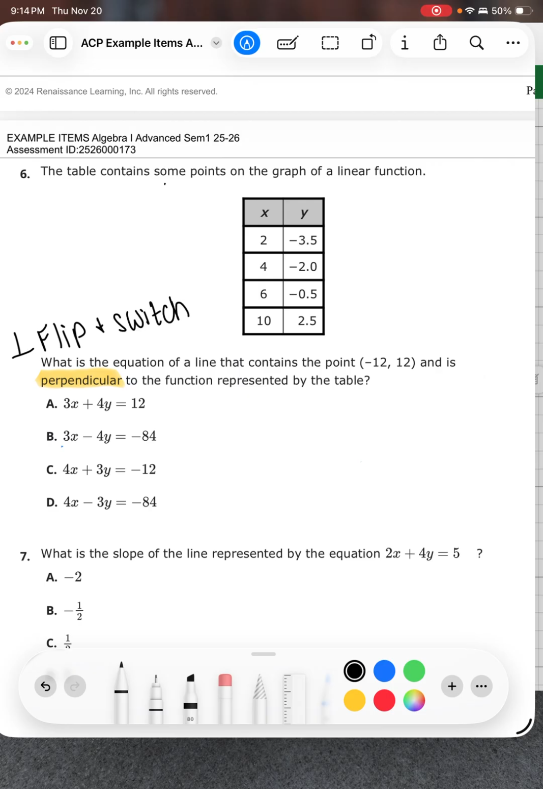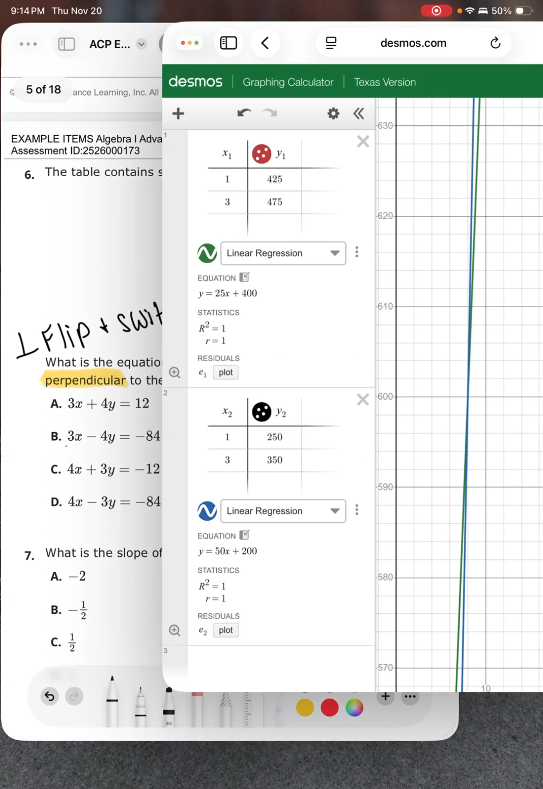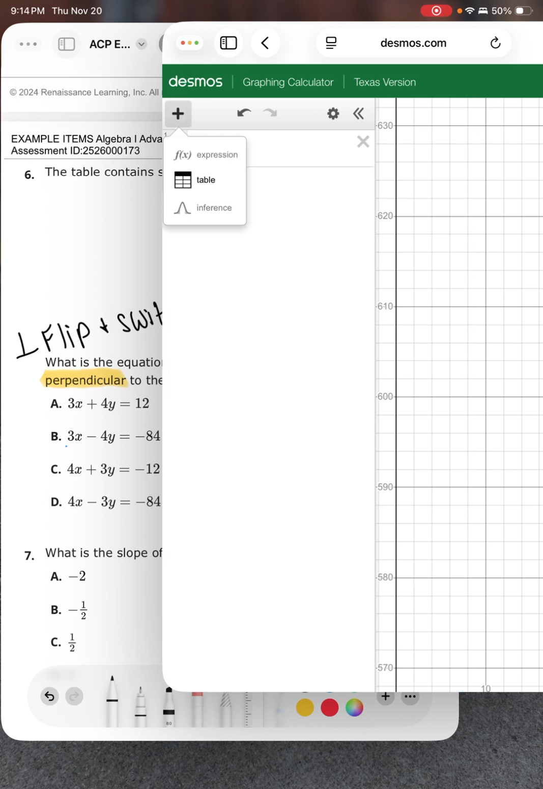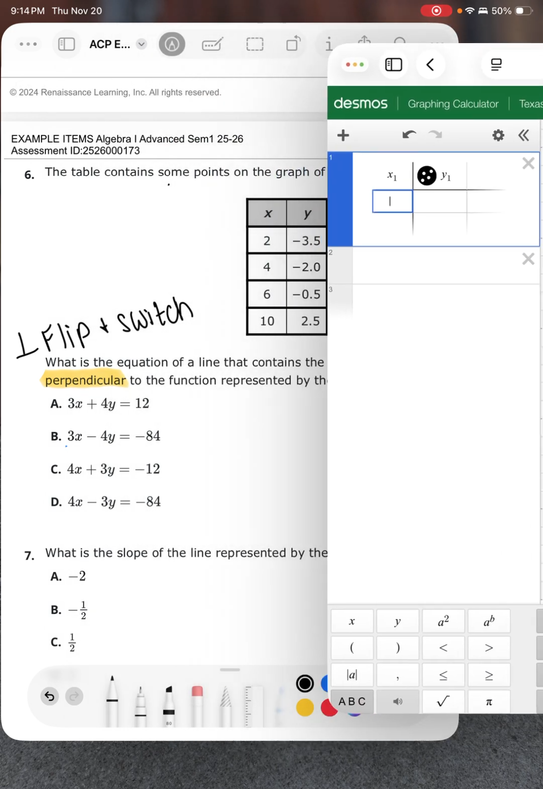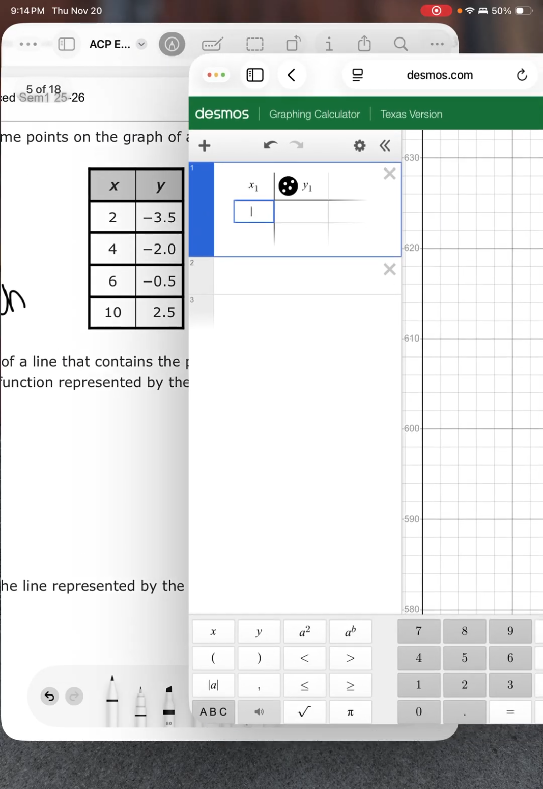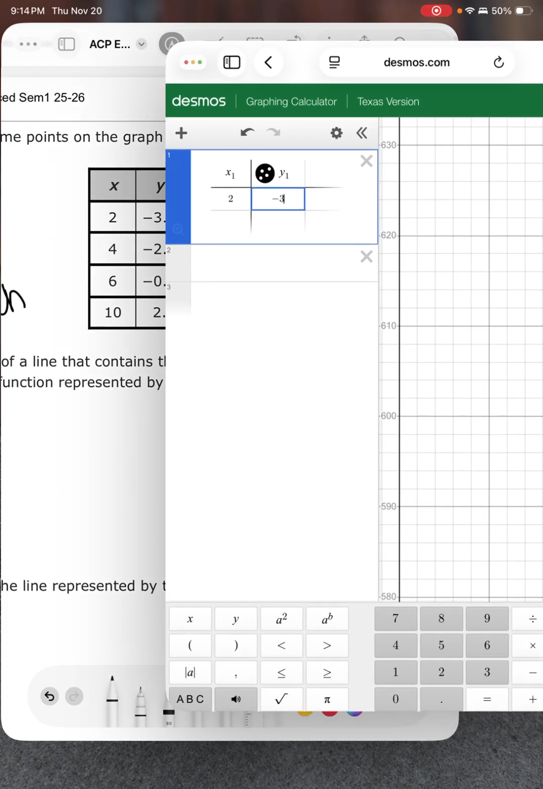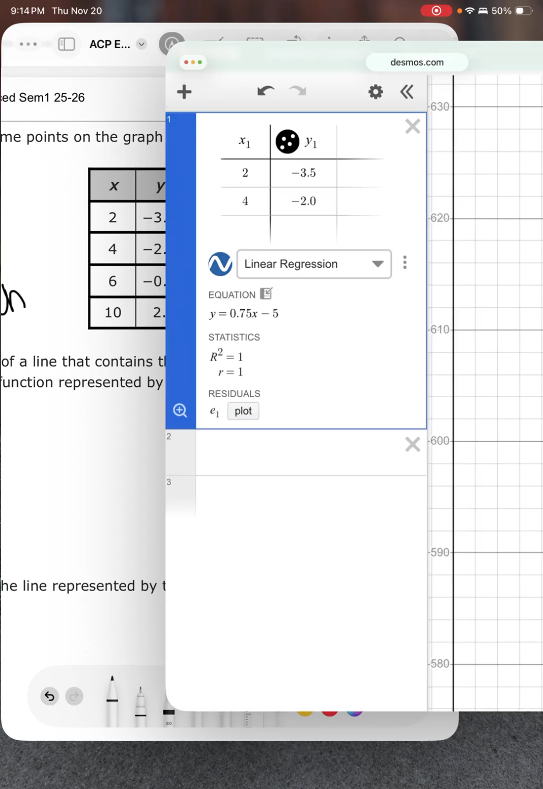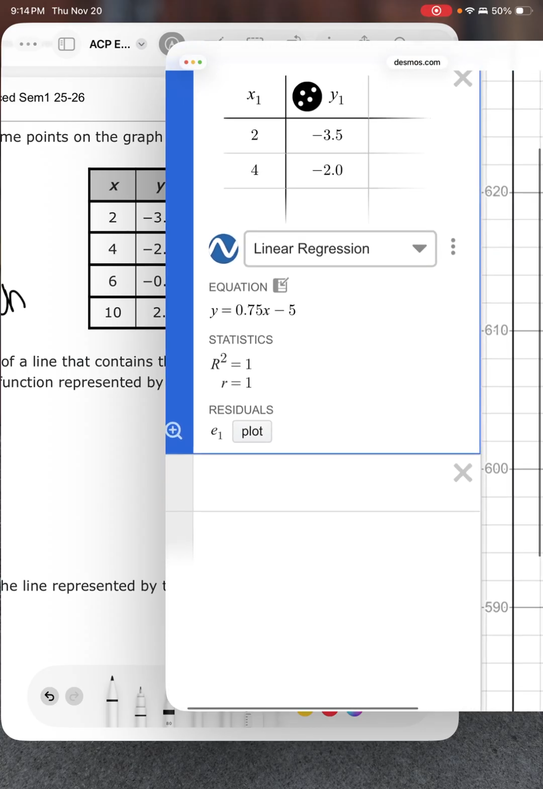Okay, so I first need to figure out what is my original equation, right? So I have a table here, but they didn't give me the equation, so we have to go and figure that out. So we're going to pop over to Desmos here and type in our points. So I have 2, -3.5, and 4, -2. And there's my equation.